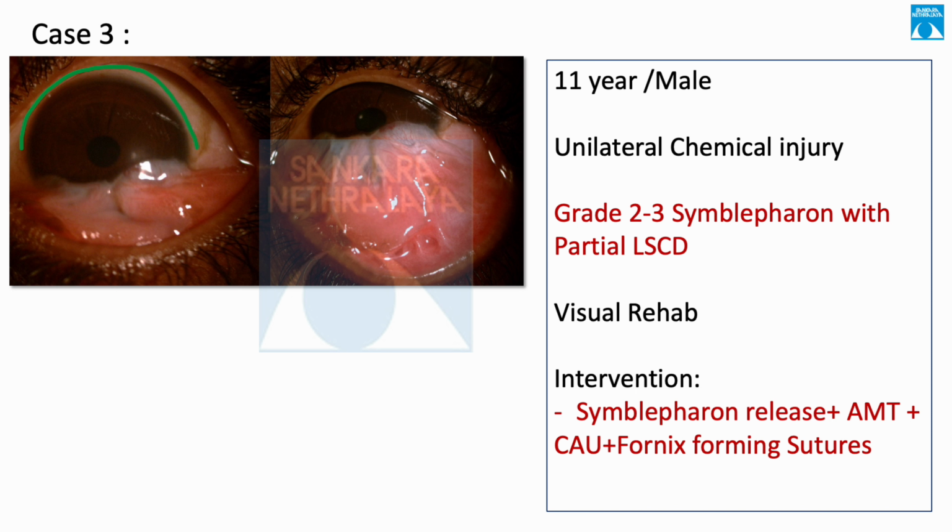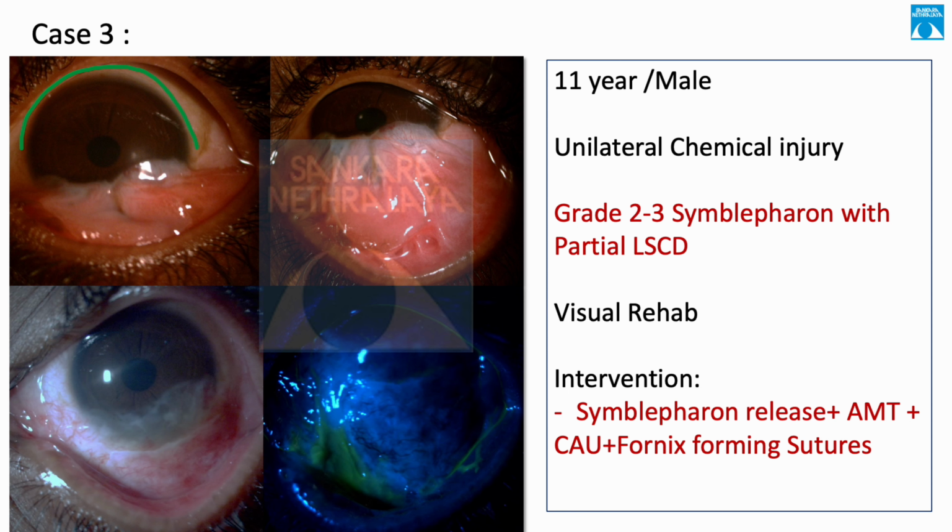We went ahead with a symblepharon release and an amniotic membrane transplant on the bulbar surface and a conjunctival autograft with fornix forming sutures, just like we do in pterygium surgery. At last appointment, you can see a well formed fornix, a surface which is epithelialized, and the patient was happy as the astigmatism had significantly reduced.